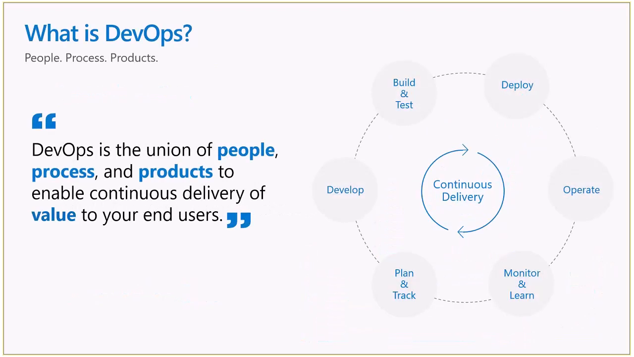What is DevOps? Just to level set this before we jump into how we're using it. The idea is that DevOps is the union of people, process, and products, and enable continuous delivery of value. And I want to point out the word value. Value is what it's all about. It's delivering bug fixes, delivering new features. We call that value. And of course, delivering this in a continuous manner. You see the chart on the right-hand side. There's no beginning, there's no end. This is all about continuous delivery.